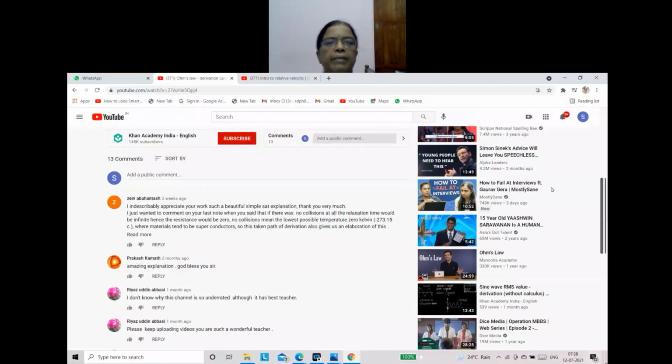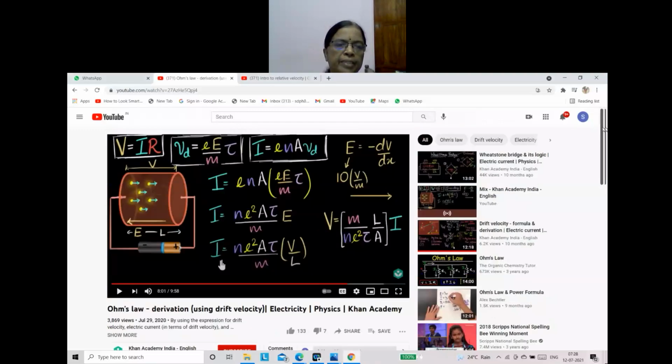Tau means average relaxation time. The average relaxation time is this: when we apply a potential difference, the electrons will be accelerated towards the positive end of the battery. And when they move, there will be collisions with the positive ions of the conductor and other electrons of the conductor. The time between two successive collisions is the average relaxation time.